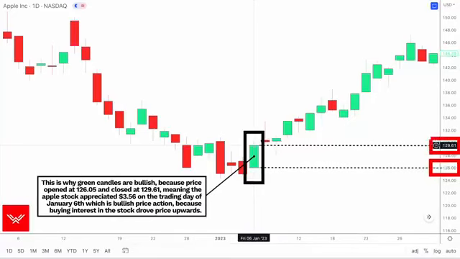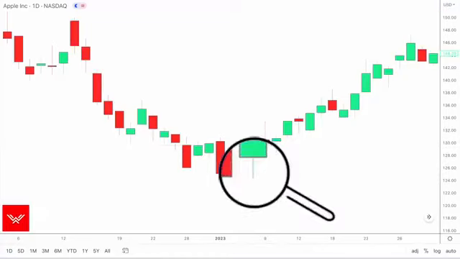$126.05 and closed at $129.61, meaning the Apple stock appreciated $3.56 on the trading day of January 6th. Which is bullish price action because buying interest in the stock drove price upwards. Now the wick below is the lowest price that the Apple stock reached that day.